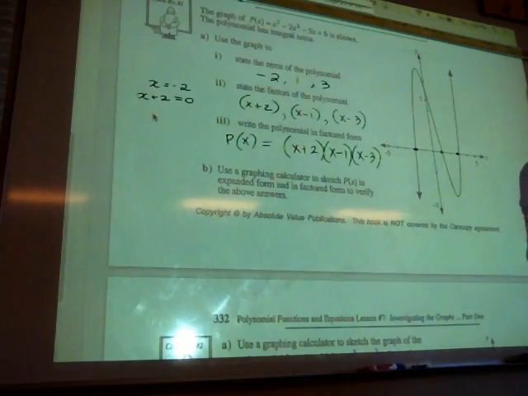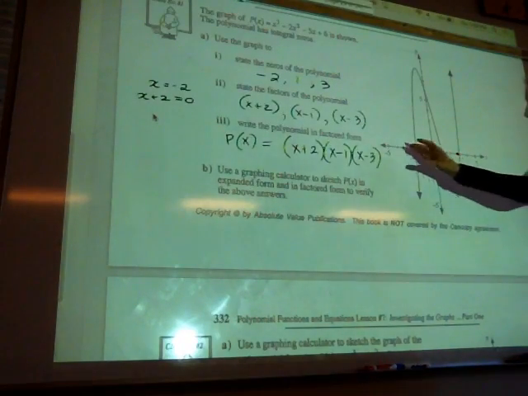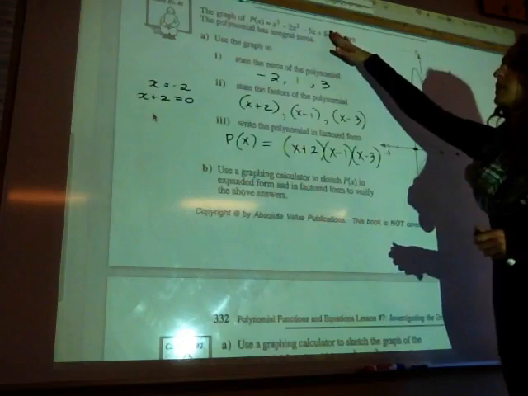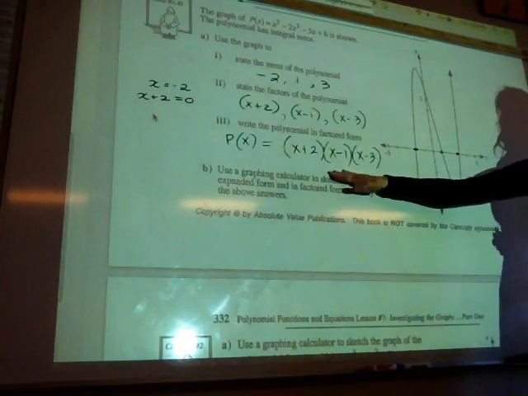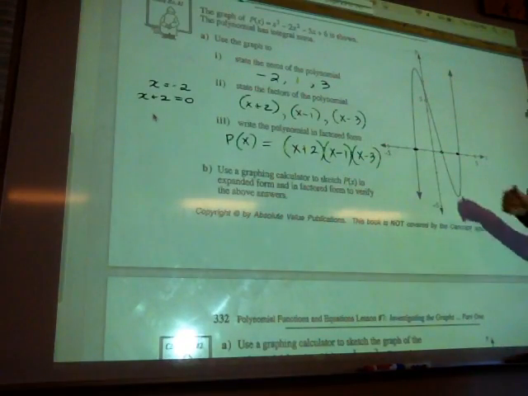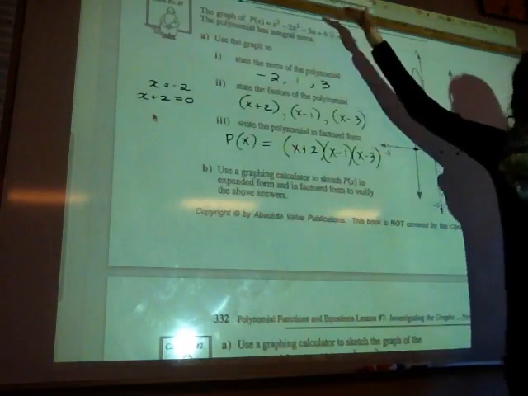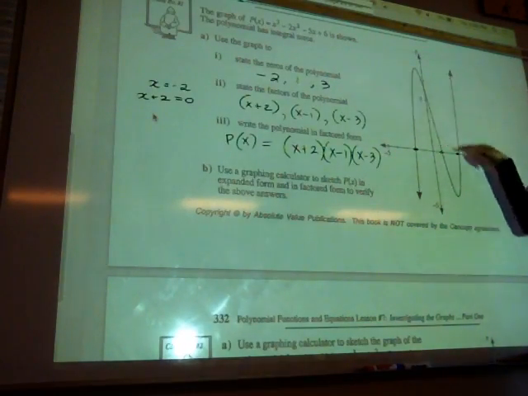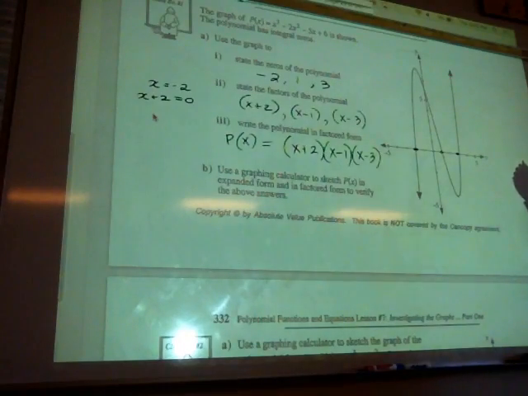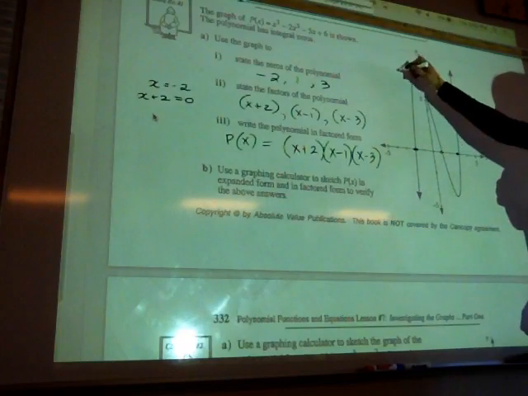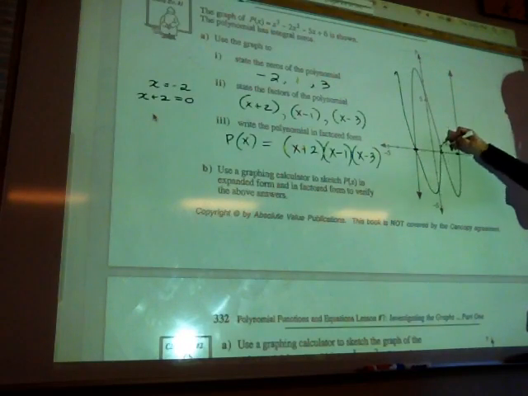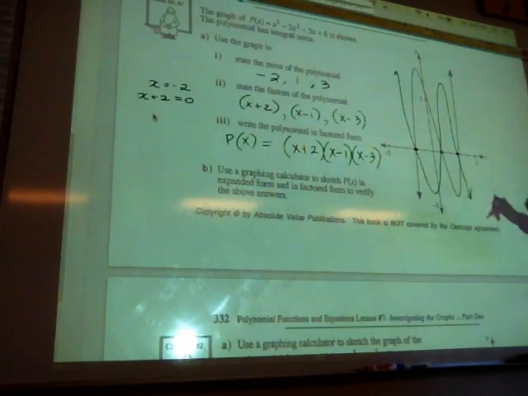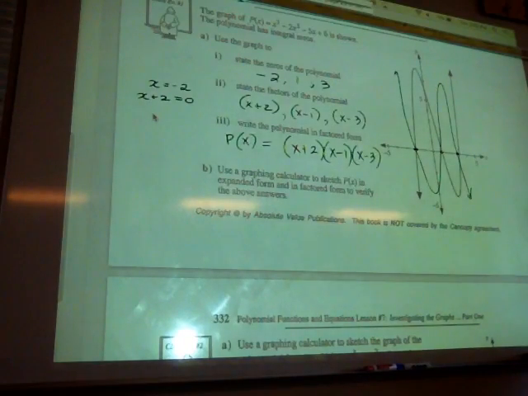Now, if you ever wanted to verify whether you factored it correctly from your first polynomial statement to your factored form, what you could do is put this graph in y1, the factors in y2, and if you get the same graph, then you know you did it right. Now, what happens if you get a different graph, like this maybe? Pardon? The signs are wrong, yeah.